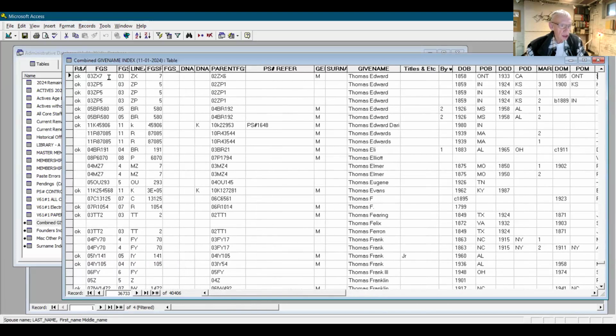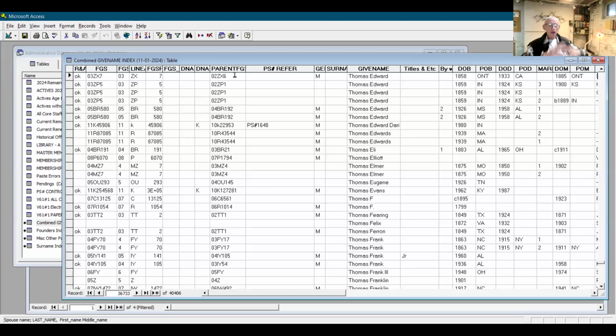He is 3ZX7. Okay, and his parent is 2ZX6. So now I have that identification. Now I can pull the lineage binder that contains the ZX lineage, and I'm in business. But would I have been able to find it without that? That's questionable. And so that's what I always do.